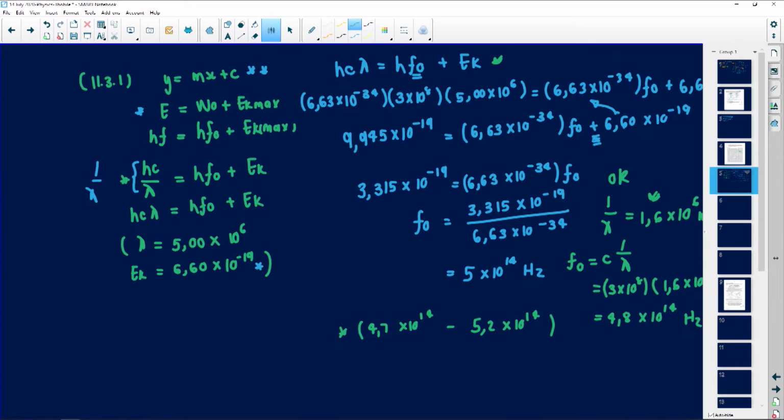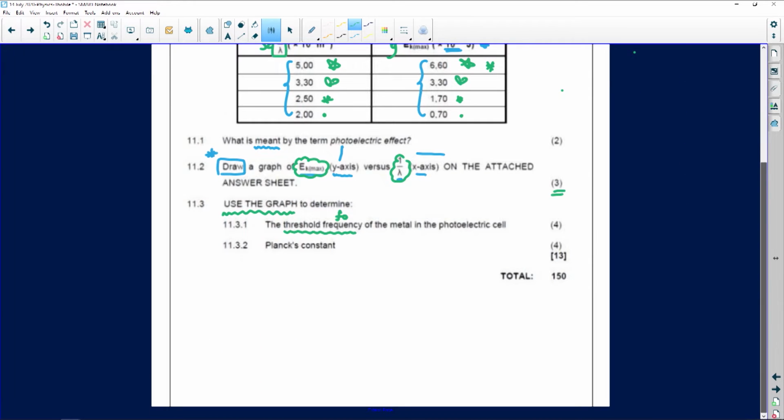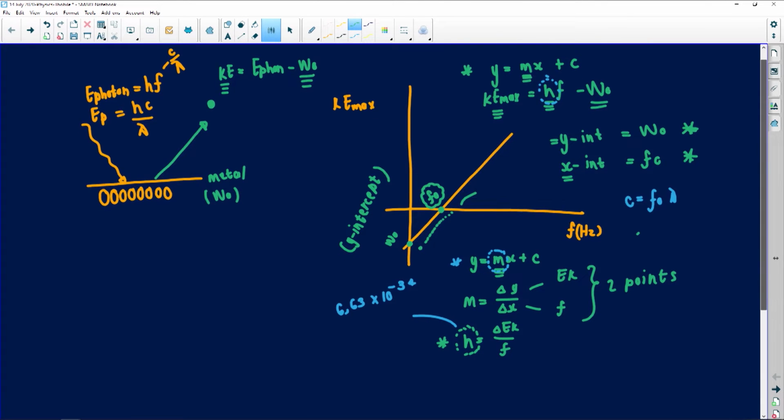Let's look at our next question. The next question says I must use the graph again. They're not telling me Planck's constant, we all know Planck's constant, but use the graph, and we must find Planck's constant. Now this one is very easy. I want to take it back to where I initially started.